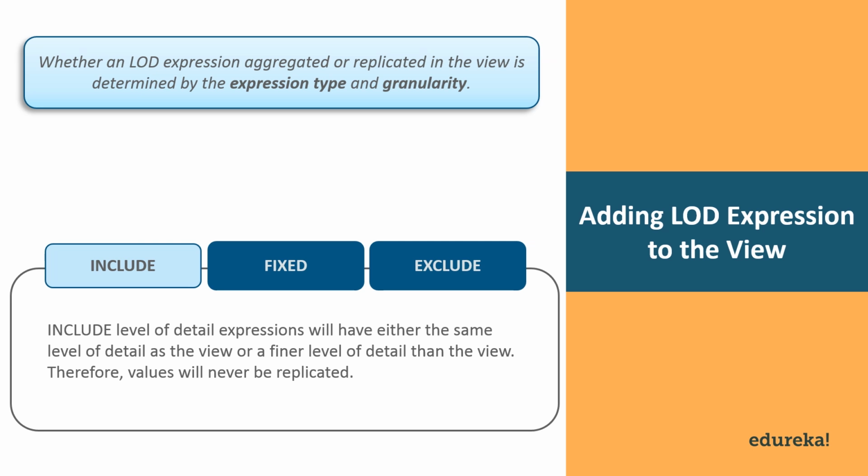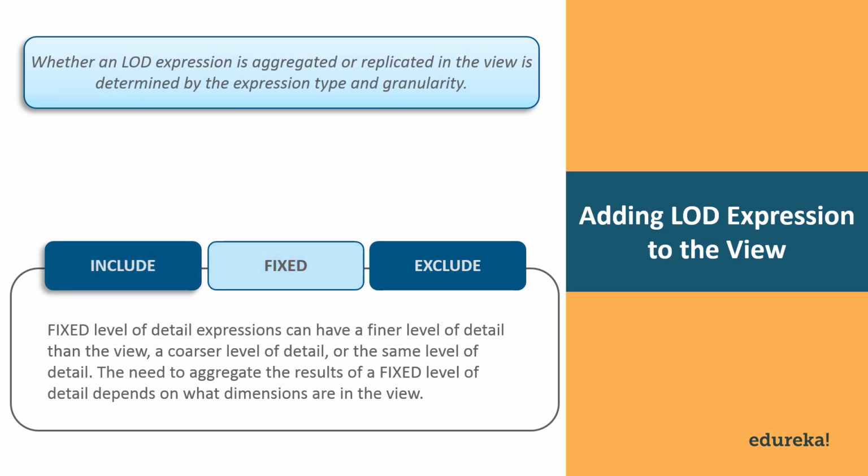Whether a level of detail expression is aggregated or replicated in the view is determined by the expression type, which is fixed, include or exclude, and whether the expression's granularity is coarser or finer than the view's. Now, for include, the LOD will have either the same level of detail as the view or a finer level of detail than the view. Therefore, values will never be replicated. Fixed level of detail expressions can have a finer level of detail than the view, a coarser level of detail, or the same level. The need to aggregate the results of a fixed level of detail depends on what dimensions are in the view.